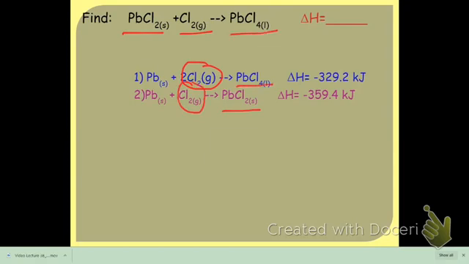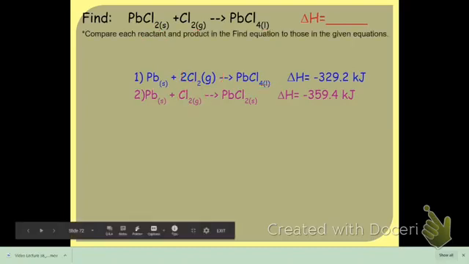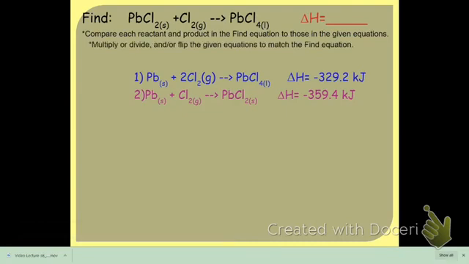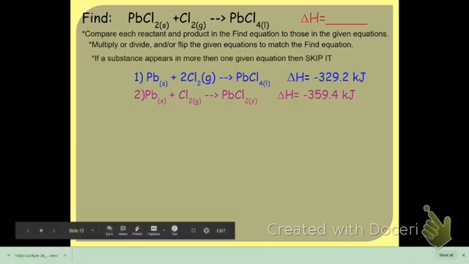Well, we've got all the things we talked about. We've got the species that match, and we've even got a species that's occurring multiple times. Remember what you're supposed to do with the ones that occur multiple times. We're not even going to try to address those. We leave those till last until we get everything else locked in, and then we'll go back and deal with it if we find it necessary. So, what are we going to do? We're going to compare each reactant and product to those in the given equations, and then we're going to multiply or divide and/or flip the given equation to match what we're trying to find in our overall equation. And if a substance appears in more than one given equation, then we're going to skip it.